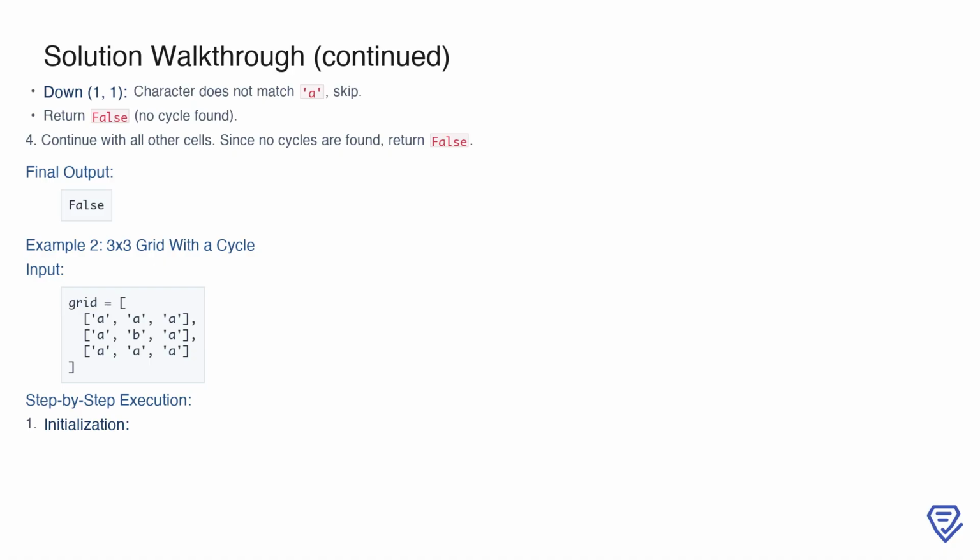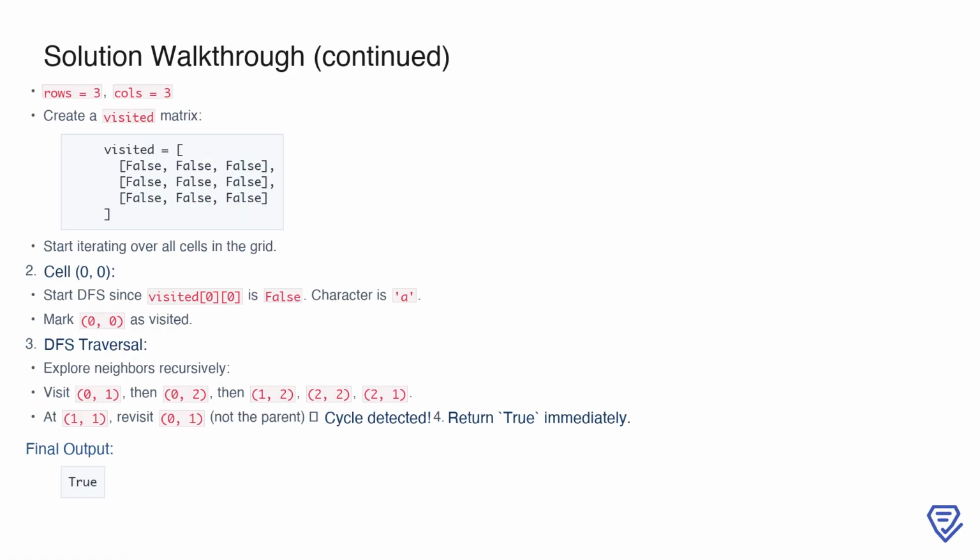At this point, no cycles have been detected, so the algorithm continues to check all other cells in the grid. After completing the traversal of the entire grid, we find that no cycles exist. Therefore, the result for this example is false. Now, consider a slightly larger 3x3 grid where a cycle is present.